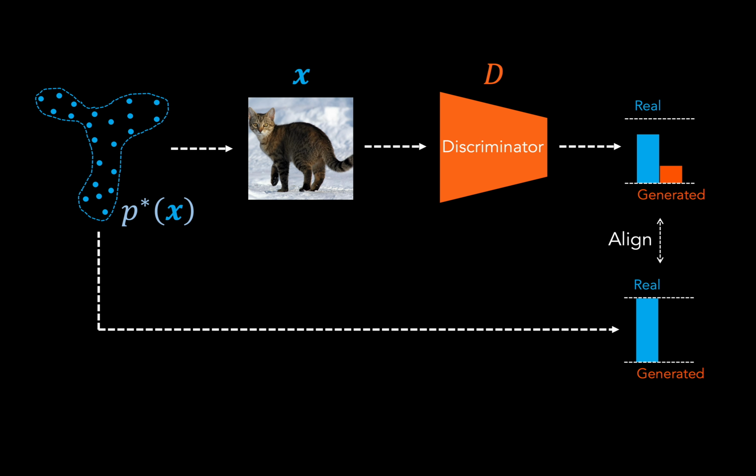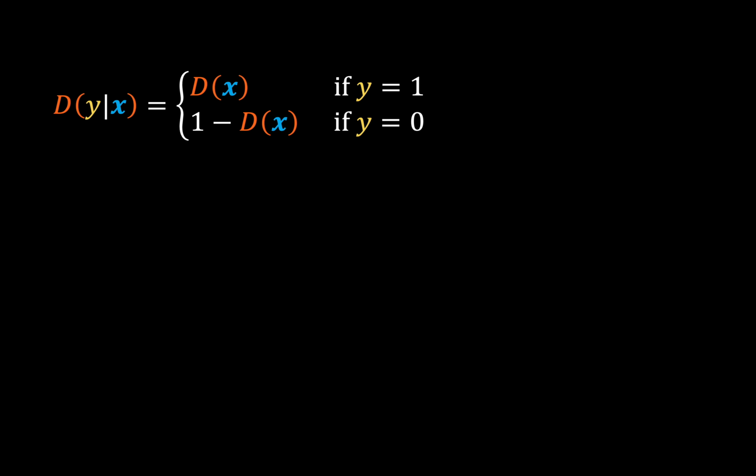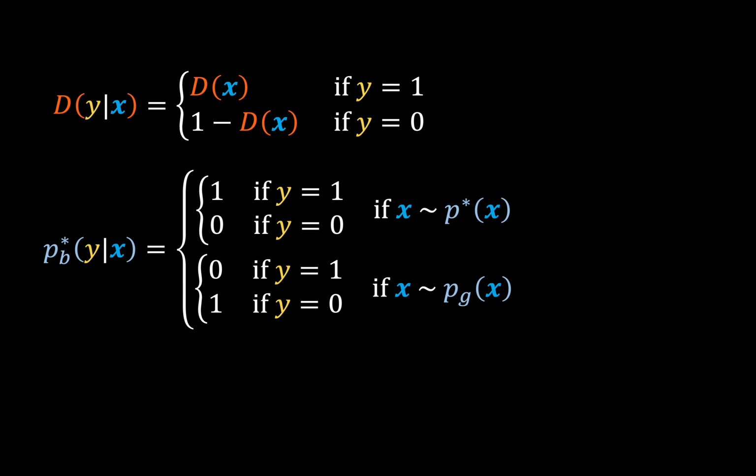So let's derive it. To start off with, the discriminator output d of x can be used to define a conditional Bernoulli distribution over our class labels y. Similarly, we have a ground truth conditional p star B, B for Bernoulli, and this just assigns the class label. So if x is real, then y equals 1 has a probability of 1, and if x is generated, then y equals 0 has a probability of 1.